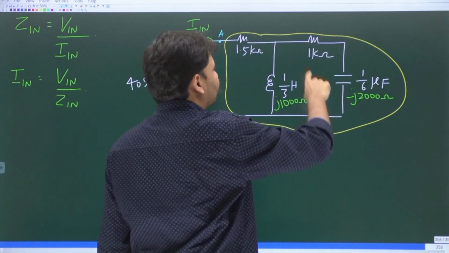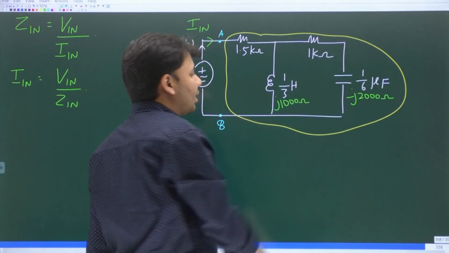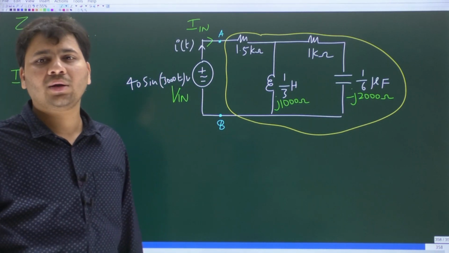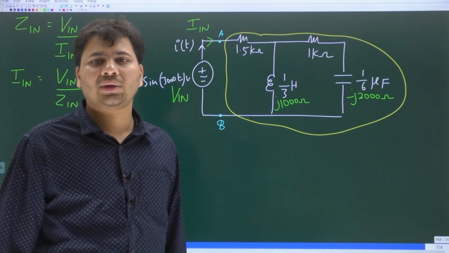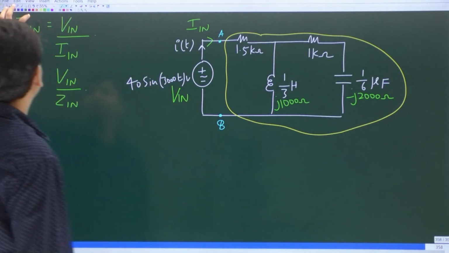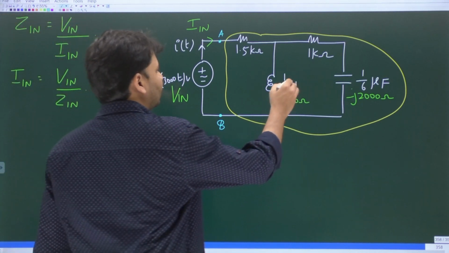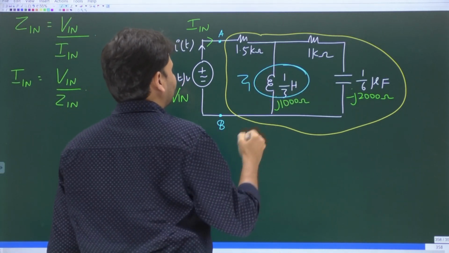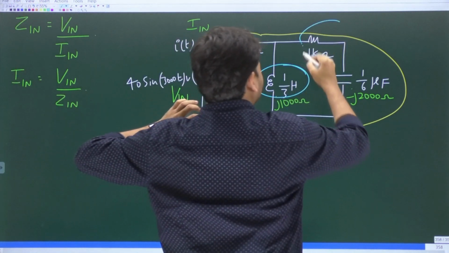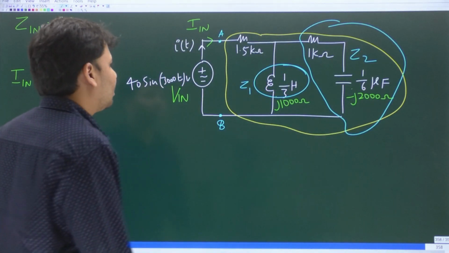This entire branch containing the resistor in series with capacitor, this branch and the inductor both are in parallel. If you have two branches in parallel, how do you find the net impedance? Z1 Z2 by Z1 plus Z2, yes or no? So here what you can do is the following. For this, let it be Z1, and for this part, let it be Z2, okay.